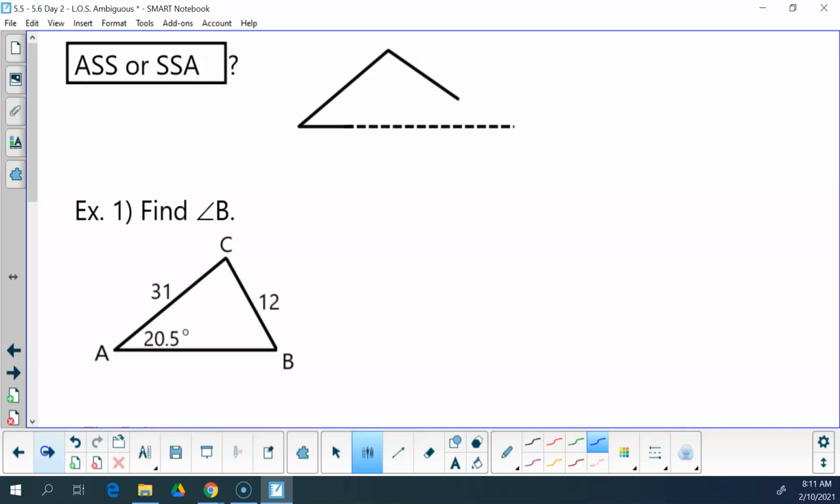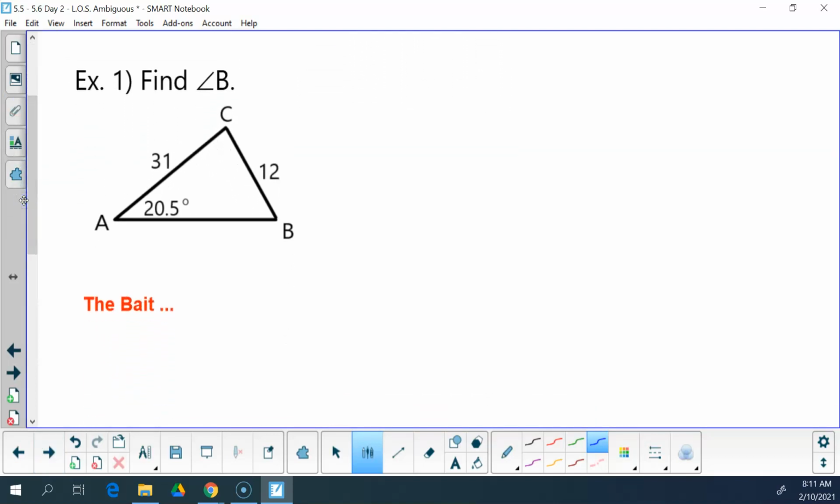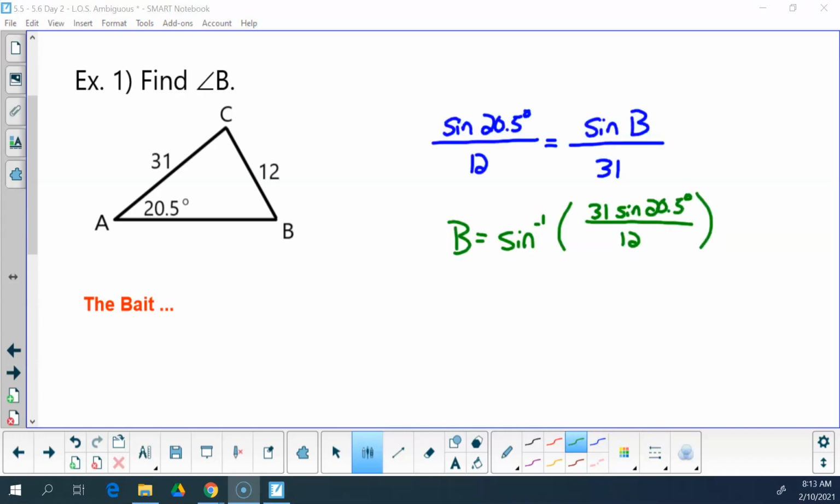Okay? So what I would like you to do is find me angle B in that triangle. Okay? Find me angle B in that triangle. Any takers? What do we get for angle B? Or what did you get, I should say, for angle B? 64.78 degrees.